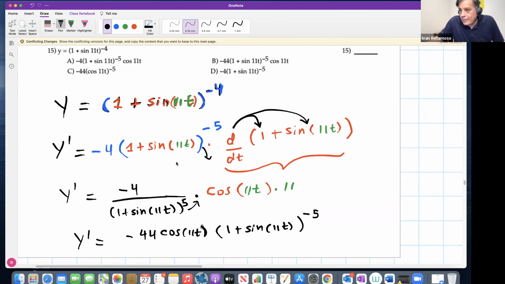So for 15, if you look through the choices, you will see that this is just this guy, right? -44. The cosine, they put it at the end. This one, they put it here. Order of the factors does not change the product, so that's it.